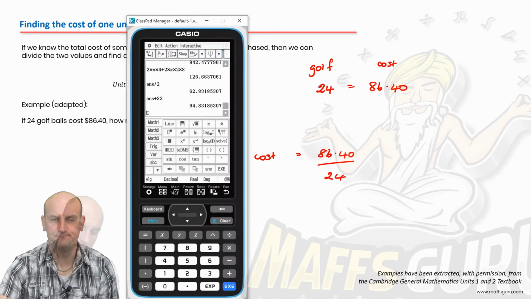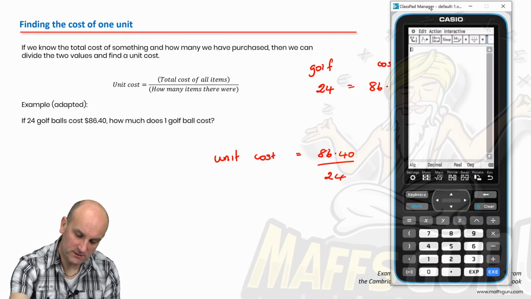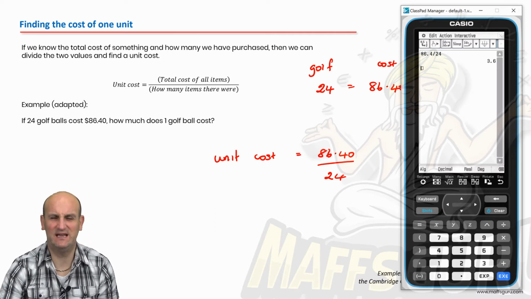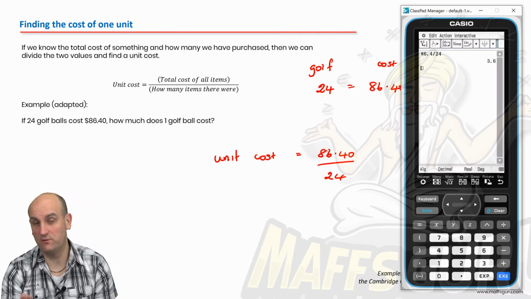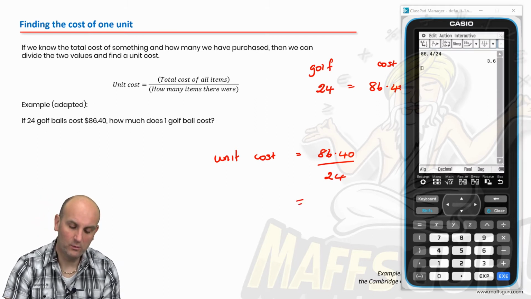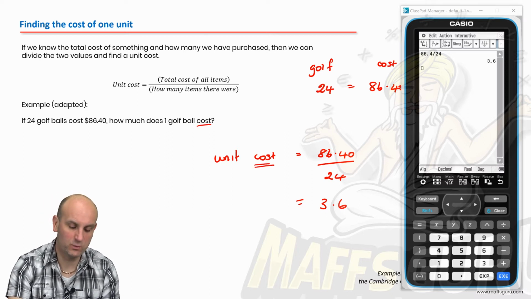Can't do that in my head. So, firing up my CAS calculator and moving it over just a little bit. If we do 86.4 and I divide that by 24, it gives me 3.6. What does that mean? Now don't forget, we are dealing with money here. You can't just write that the unit cost therefore would give me 3.6. Doesn't make any sense. We're looking at the cost. It says how much does one golf ball cost.